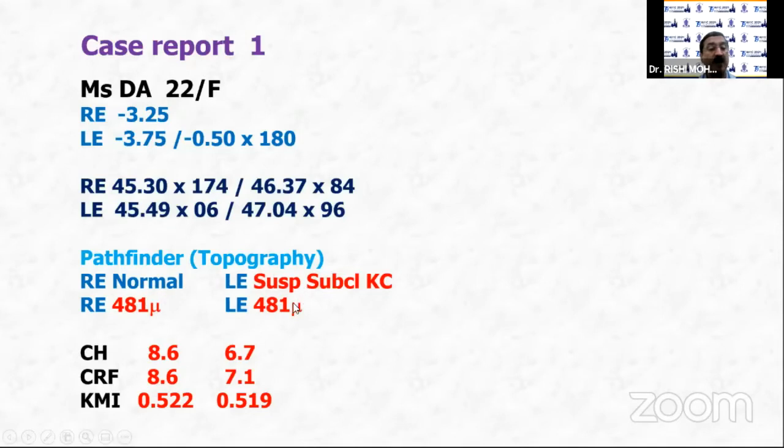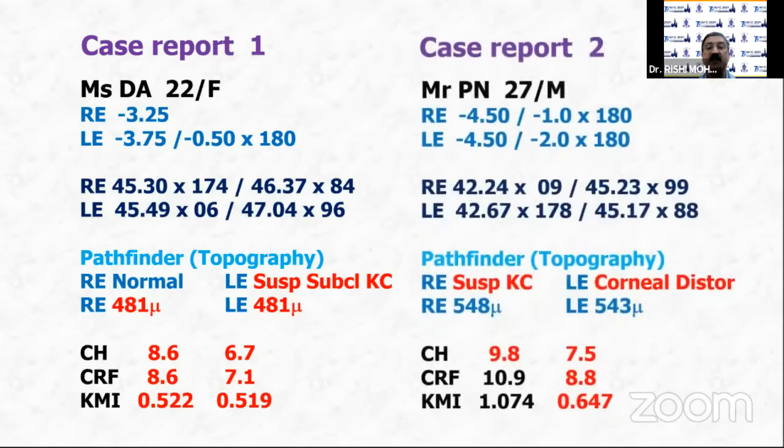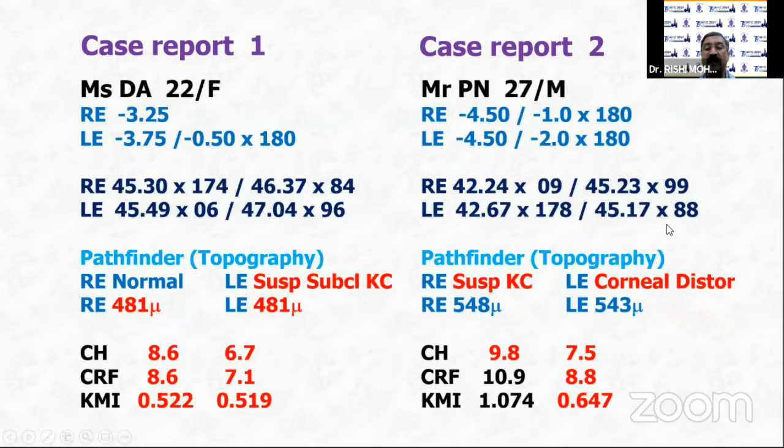The pachymetries were low, but look at the CH and the CRF values. These are way below the normal 11s and 12s that we see. And this patient would certainly be at high risk for keratoectasia, especially if a LASIK is considered. Another patient with a slightly higher PA, but an absolutely normal case, a little bit of corneal distortion, very good corneal thicknesses again, but again, look at these CH values, way below normal. And this patient would again be at risk for developing ectasia.